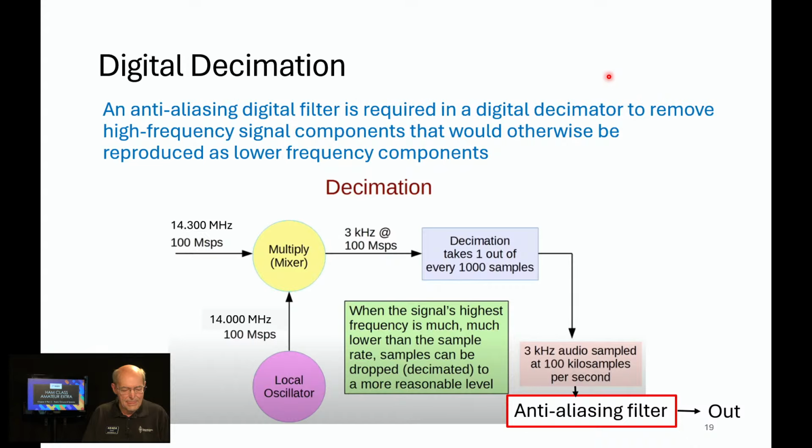Now we're going to tie a couple things together here. An anti-aliasing digital filter is required in a digital decimator to remove high-frequency signal components that would otherwise be reproduced as lower frequency components. So even though we're showing here a 3 kilohertz audio sample at 100 kilosamples per second, there's some amount of stuff that has leaked through from all of this. So we put an anti-aliasing filter here so that we're not passing any higher frequency content on to the next stage. So that's one use of an anti-aliasing filter.